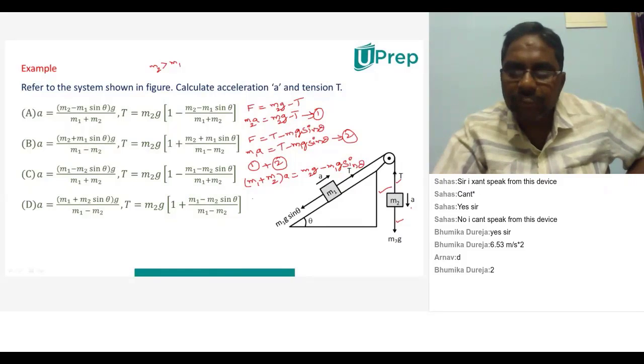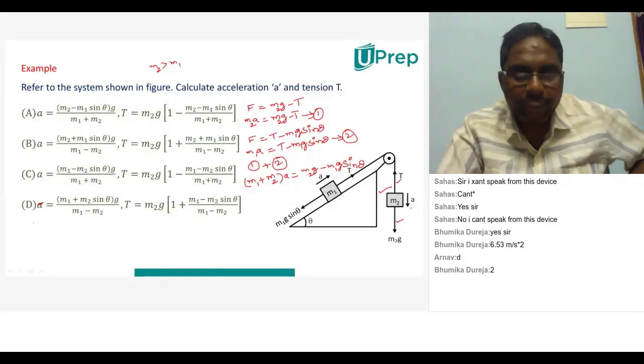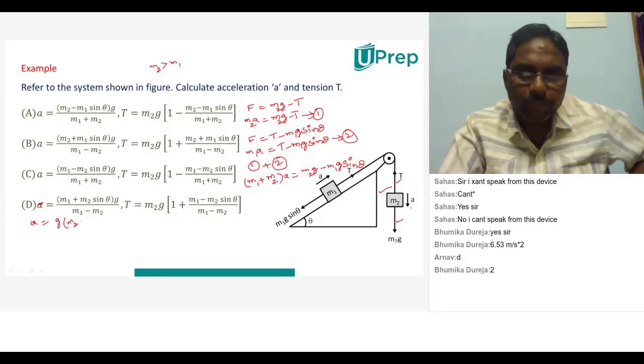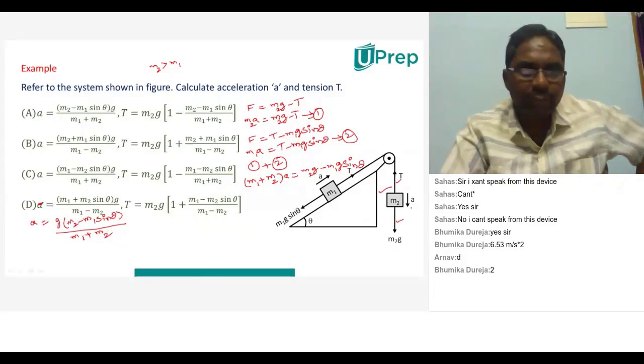Now if I write the value here, let me write this side. A is equal to, what can I take common there? g I can take common, no? So if I take g common, m2 minus m1 sine theta divided by m1 plus m2. Whether this equation is there for any option: A is equal to m2 minus m1 sine theta into g by m1 plus m2.